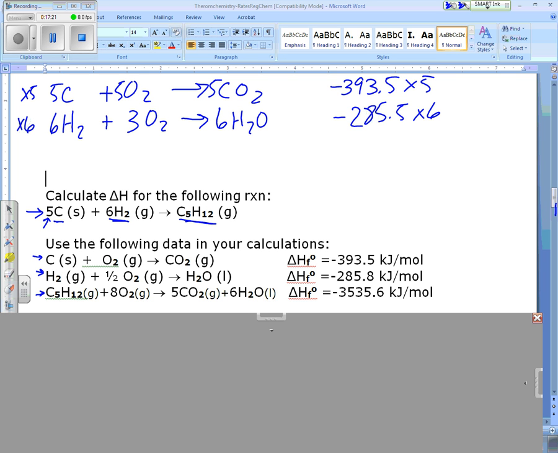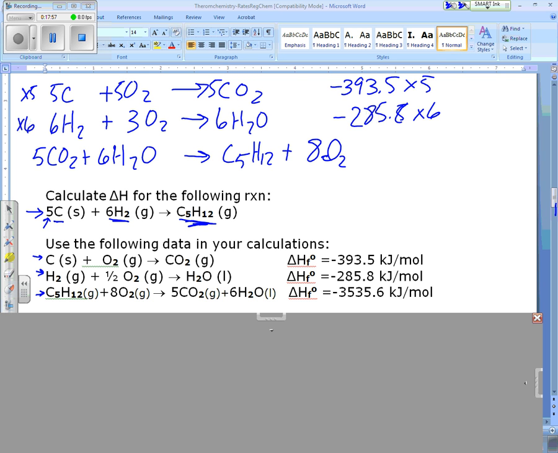C5H12 I see here in the last equation. It is a reactant, but in my goal equation, I need it to be a product on this side of the arrow. So I need to flip this reaction. And so I'm going to write my reactants as products and my products as reactants. 6H2O and C5H12 plus 8O2.